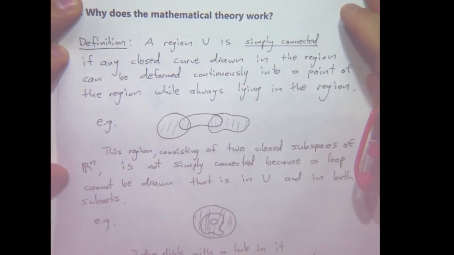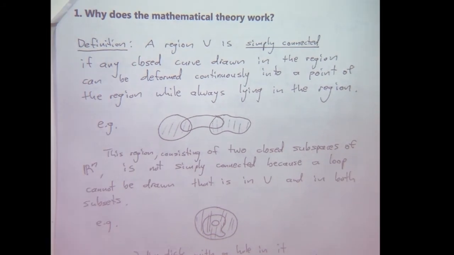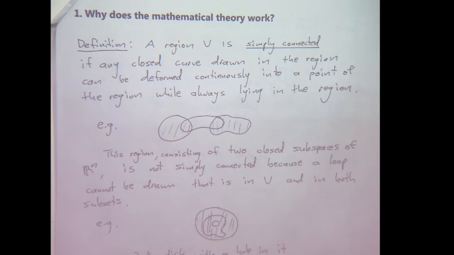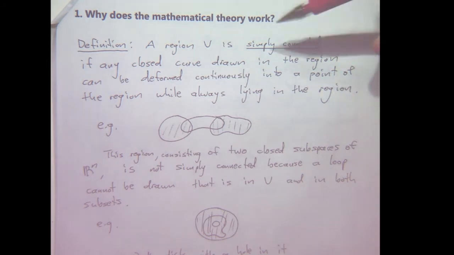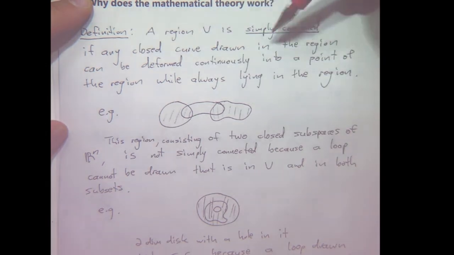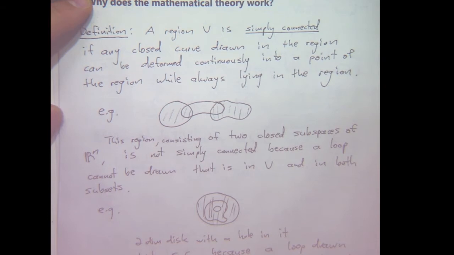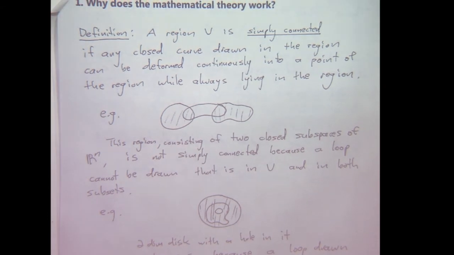Okay, so let's begin. Why does the mathematical theory work? Now, I've picked this version of the theorem from Widder because he mentioned something that I've never seen before in any other maths book, and I've seen quite a few maths books. What I want to first define is an idea of simply connected region. Have you heard of what a simply connected region is? Yeah. Okay, so how do you define a simply connected region?